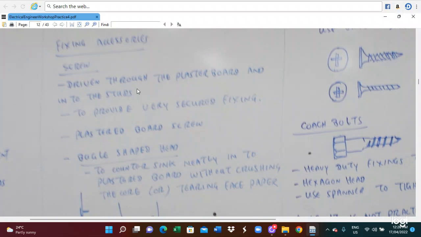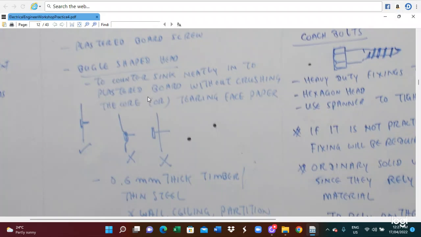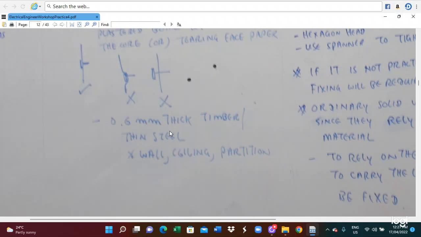Then we use fixing accessories. We use a screw, driven through the plasterboard into the stud, to provide a very secure fixing. The plasterboard screw has a bugle or shaped head, so it countersinks neatly in the plasterboard without crushing it. This is the correct thing. This is round and 0.6 mm thick timber, thin steel. We also use it for wall, ceiling, and partition.